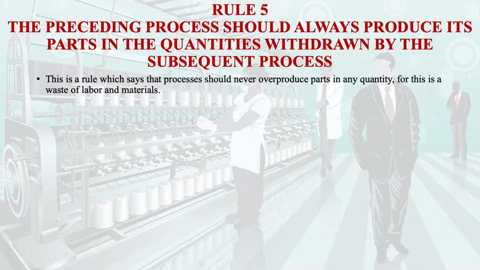Now we will come to rule 5. The preceding process should always produce its parts in the quantities withdrawn by the subsequent process. This is a rule which says that the process should never overproduce or underproduce. Therefore, there should not be any wastage of labor or material.